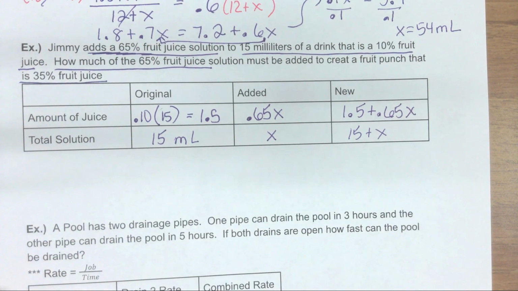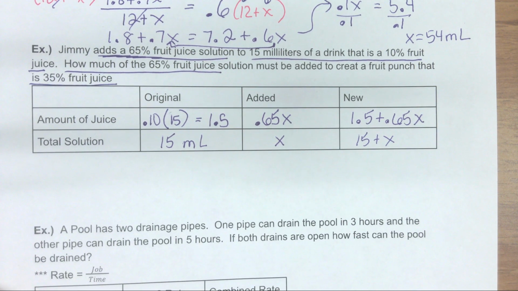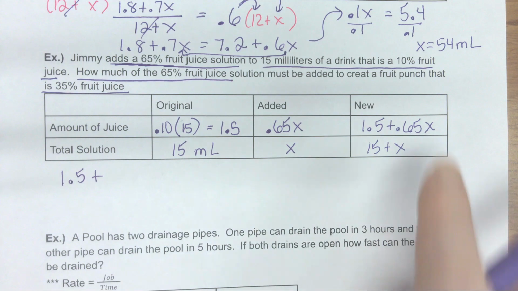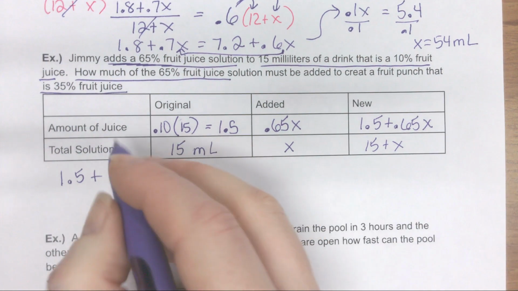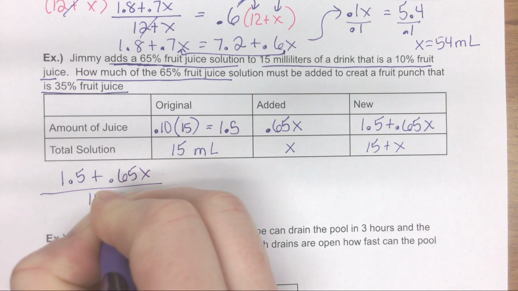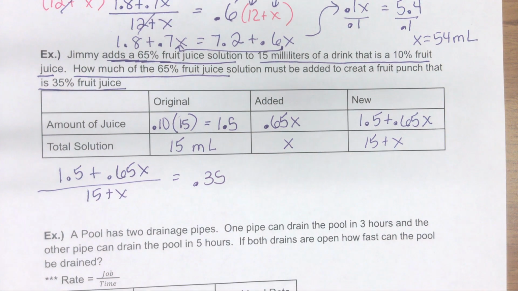So my setup for this one is I want my new solution to be 35% juice. So I would take the amount of the substance, 1.5 plus 0.65x, over 15 plus x, and I would set it equal to 0.35. So that's the setup there. And then you could go from there. Okay.